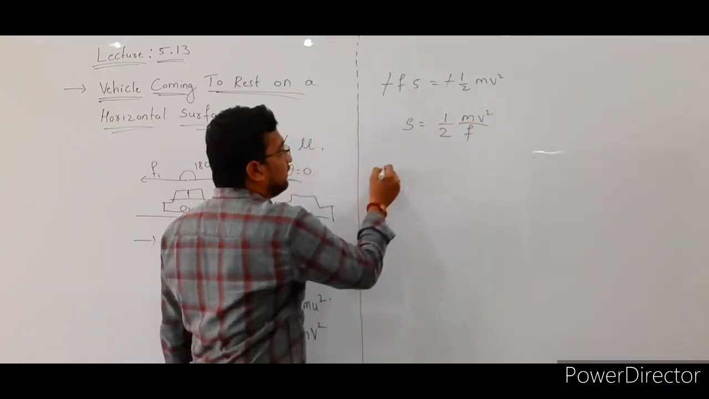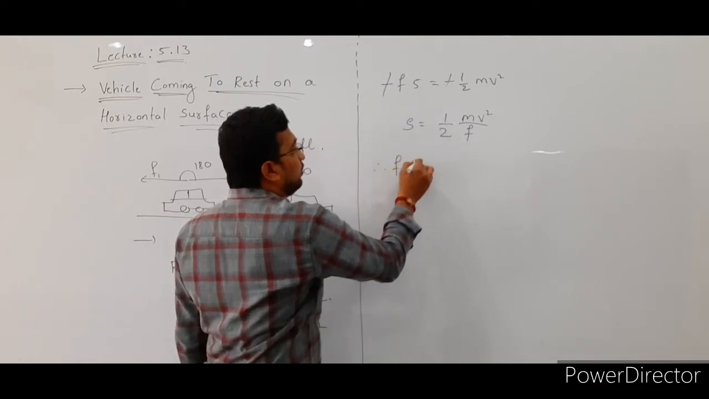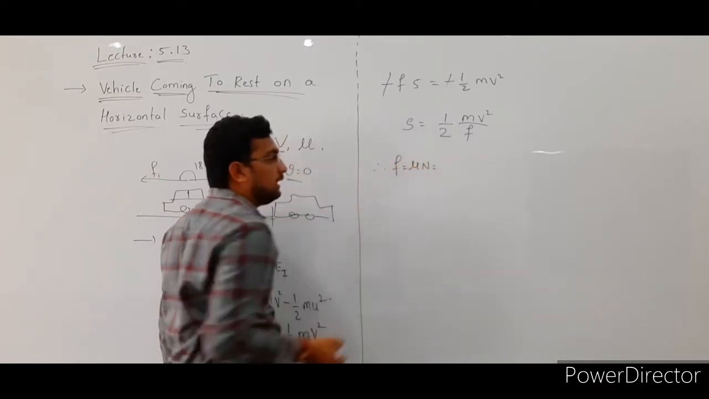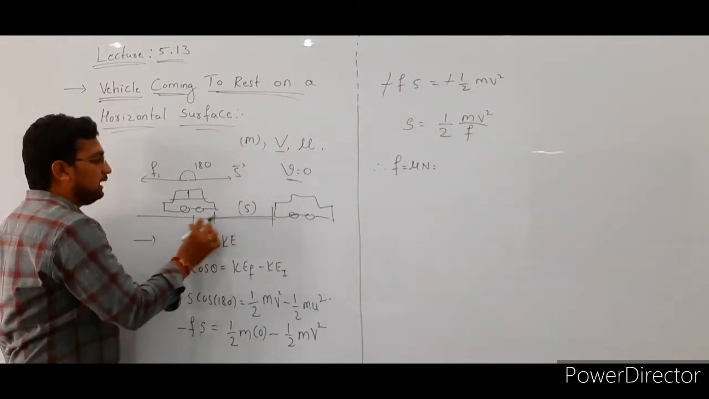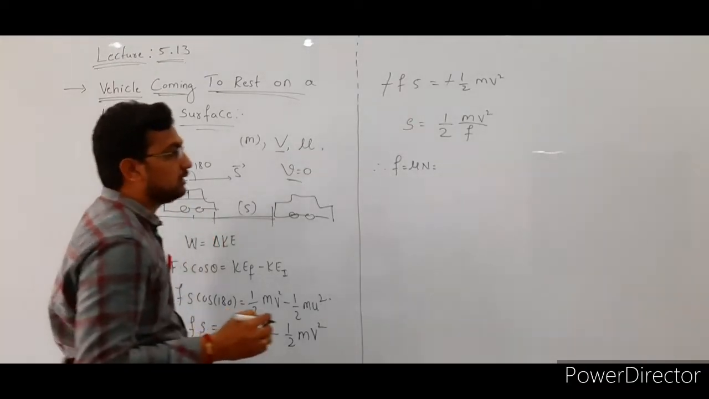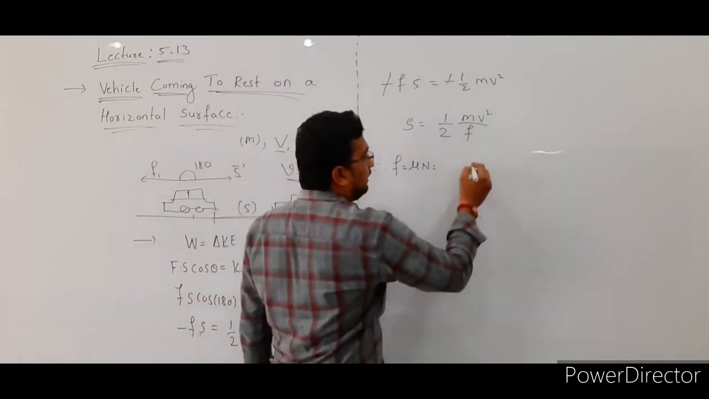Already we know that the friction force is equal to mu into N. What do we mean by N? That is the normal reaction. The weight of this vehicle is balanced by the normal reaction, so N is equal to m into g.